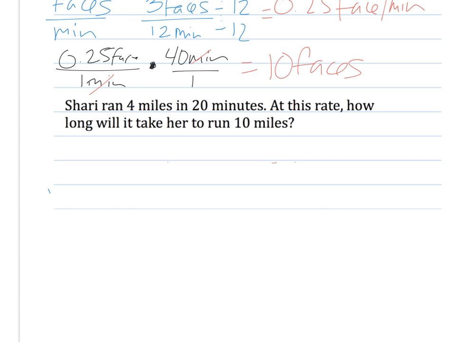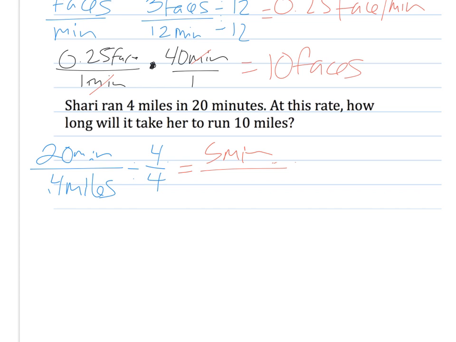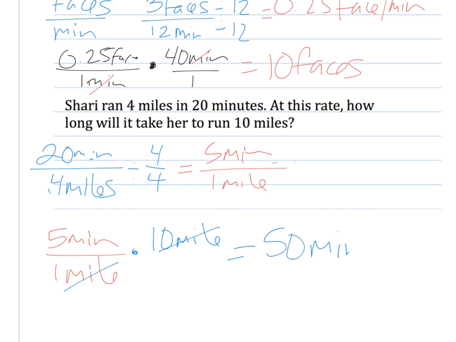You could do it that way, but it's going to be a little different. It's going to take her 20 minutes to run 4 miles. My bad, everybody. So I'm going to divide by 4 to figure out how long it takes to run 1 mile. So it's 5 minutes for 1 mile. At that rate, at 5 minutes for 1 mile, how long will it take to run 10 miles? The miles cancel, and I'm left with 50 minutes. She's quick. It's really quick.